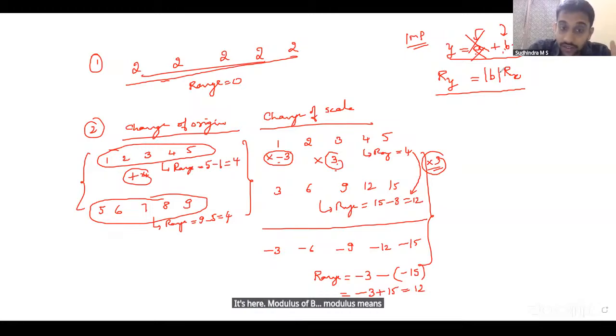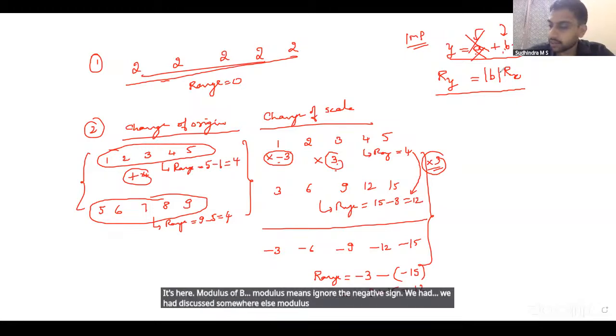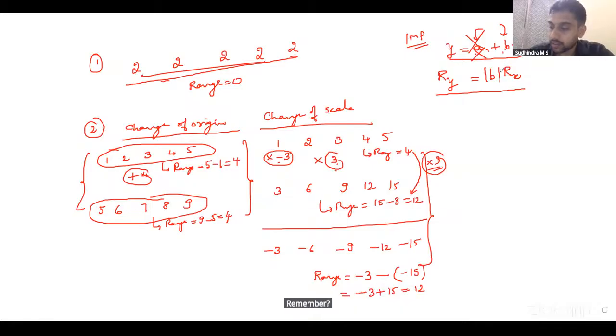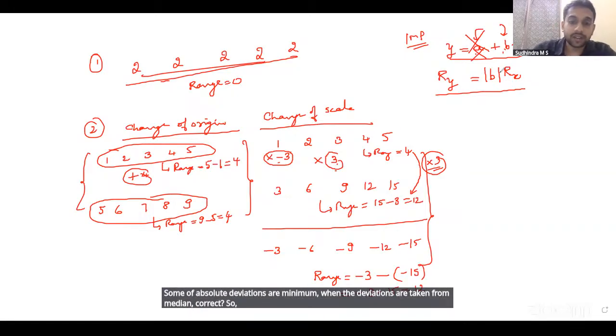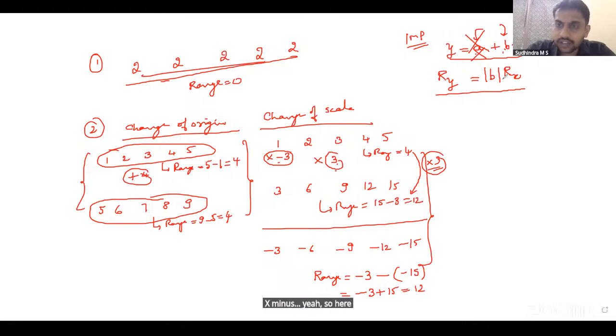Modulus means ignore the negative sign. We had discussed modulus somewhere else. Remember? Where was that? Median. Very good. In median, what did we discuss? Sum of absolute deviations are minimum when the deviations are taken from median, correct? So modulus of x minus a. So here our range of y is modulus of b into range of x.